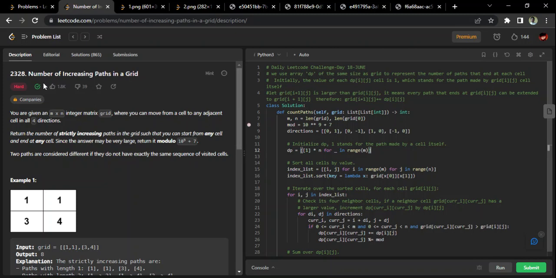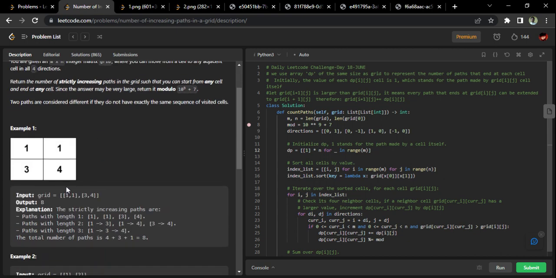But coming to this question, it's a hard level question. After seeing this question, you should definitely have something learned out of it. That's the only aim while solving a hard question on LeetCode. So it's question 2328, Number of Increasing Paths in a Grid.